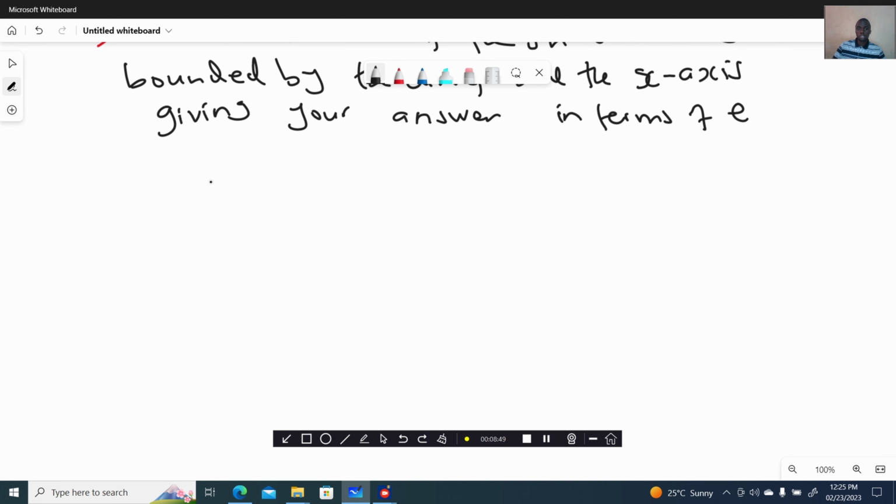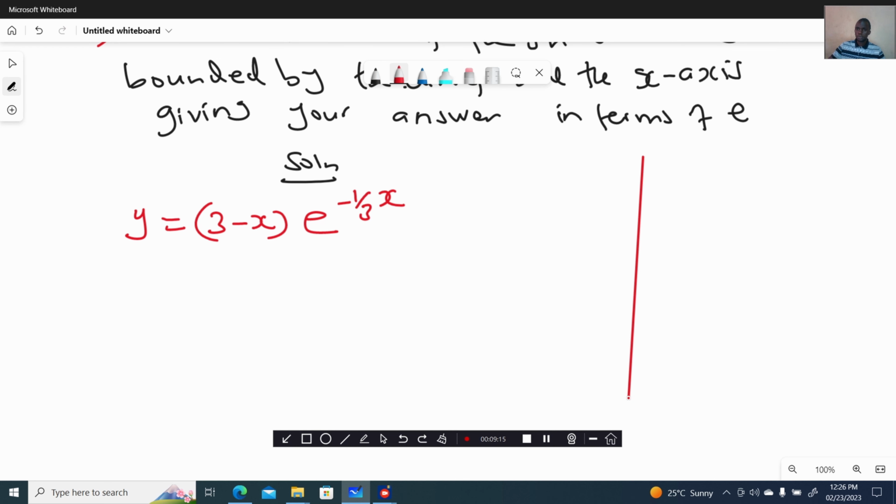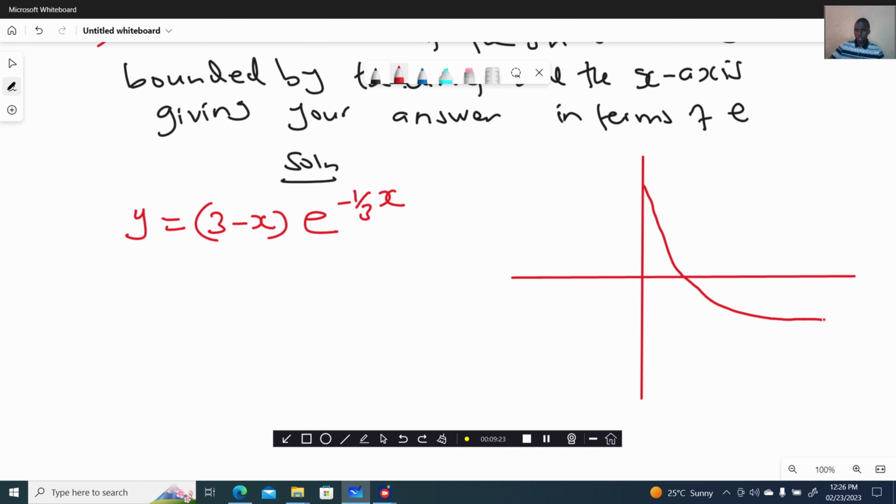Remember, you've been given the equation to be y equal to 3 minus x, and then we are going to have e to the power of negative 1 over 3x. So how do we get the area of the region? Now, I'll sketch the diagram so that at least we have a clue of what we need to do. So this is our diagram like that, and this is the region.